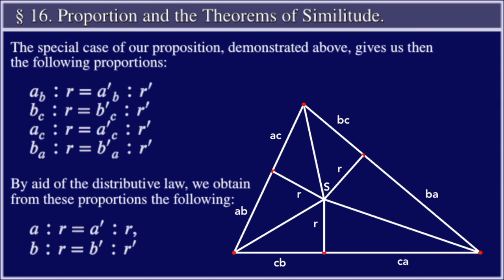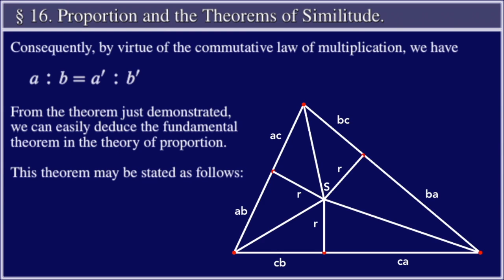By aid of the distributive law, we obtain from these proportions the following. A is to R equals A' is to R'. B is to R equals B' is to R'. Consequently, by virtue of the commutative law of multiplication, we have A is to B equals A' is to B'.